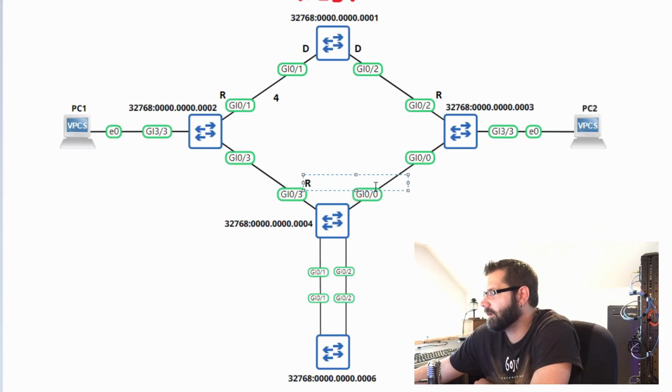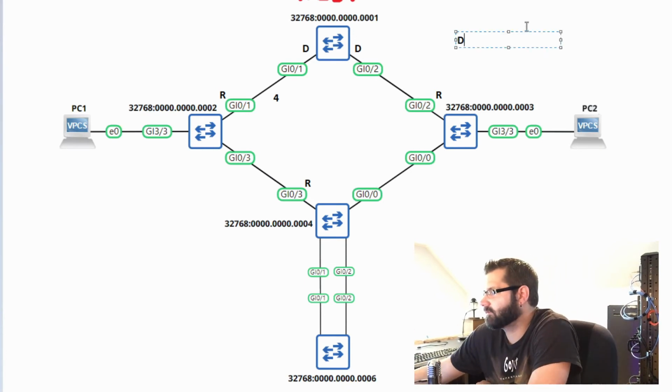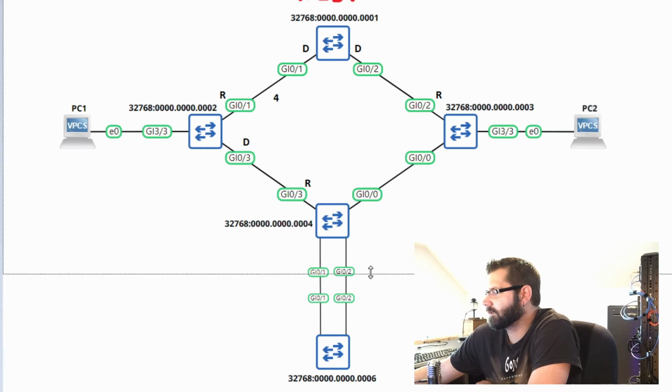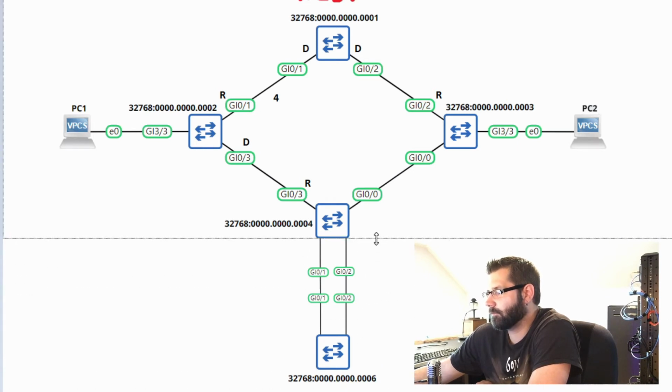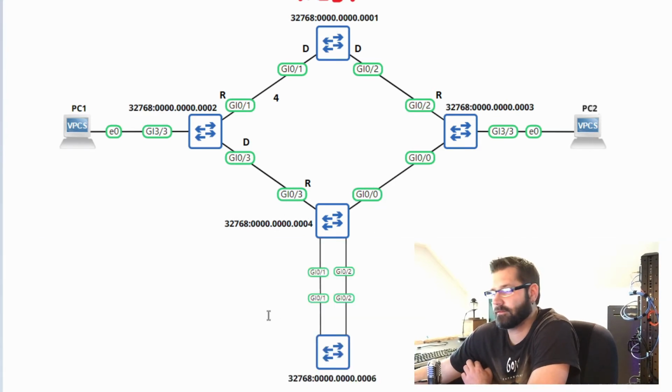So put an R right there, and automatically, if this is a root port, we know this port can't be blocking because it needs to pass traffic to get to the root bridge. So automatically, that's going to make gig 0/3 on this switch over here a designated port. I'm still ignoring what's down here, so don't pay attention to that yet. That's going to be the last step.